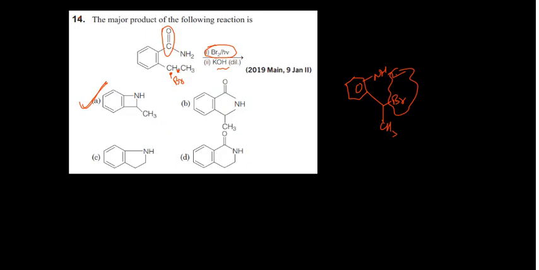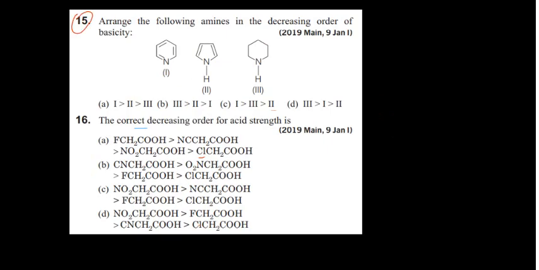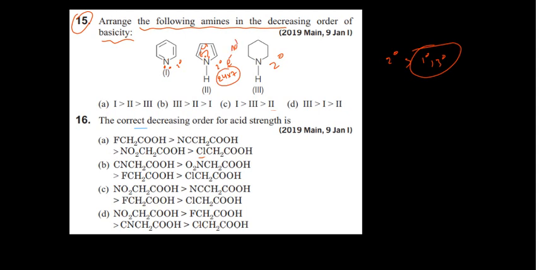Next, 15th question. Arrange the following amines in the decreasing order of basicity. Again, secondary is generally more than primary and tertiary, you have to decide. So this one is the secondary. Of course, this is also secondary, this is also secondary. But here, the lone pair is outside, and there the lone pair is inside. Inside means it is involved in resonance. So the electrons are not available. That means this one will be the least.